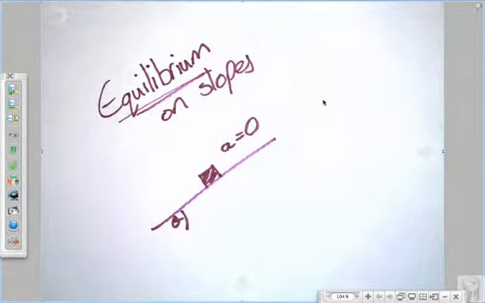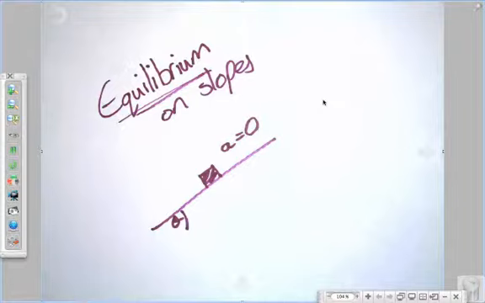The main difference when we're dealing with an object on a slope is the directions in which we resolve. Instead of resolving horizontally and vertically as we do on a flat surface, we are now going to resolve parallel to the plane and perpendicular to the plane. This doesn't matter if we're in equilibrium or there's an acceleration. Whenever we're on a slope, they're the directions we're going to resolve in.